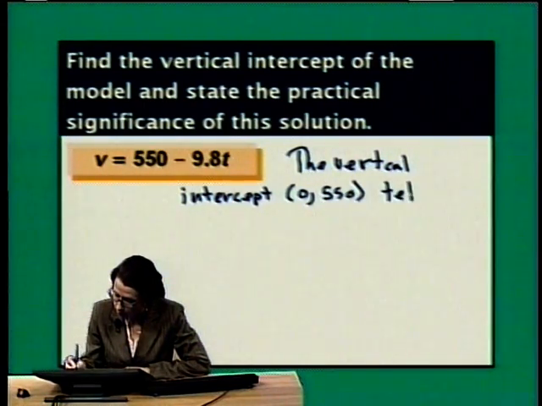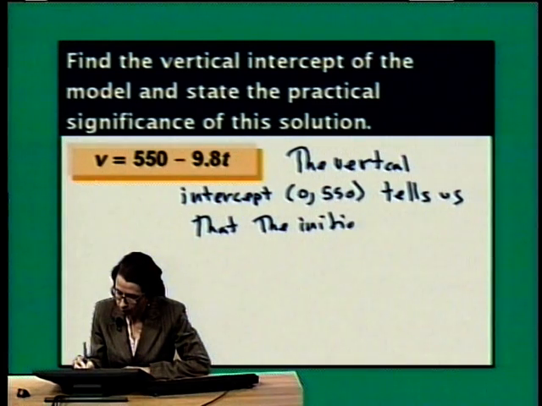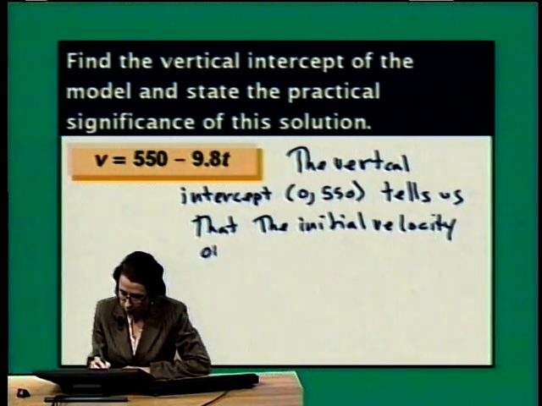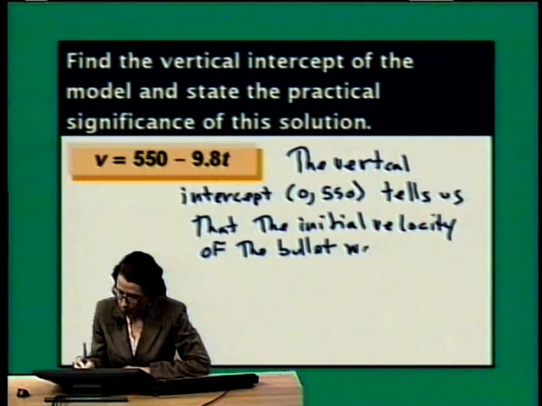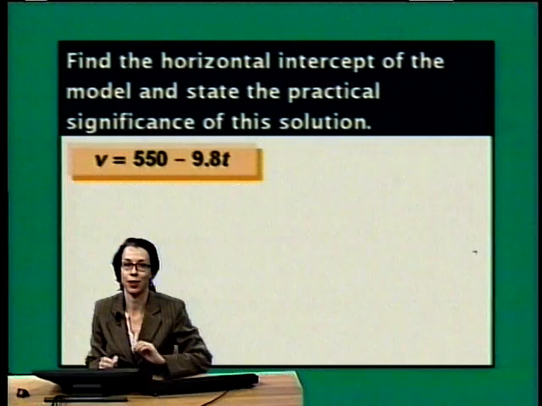So this tells us that the initial velocity of the bullet was 550 meters per second. Let's answer another question.